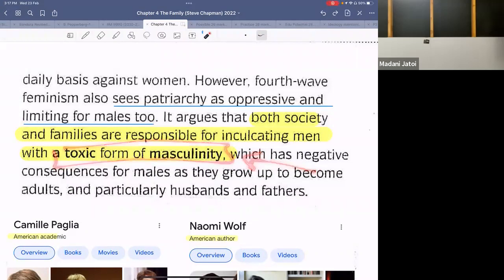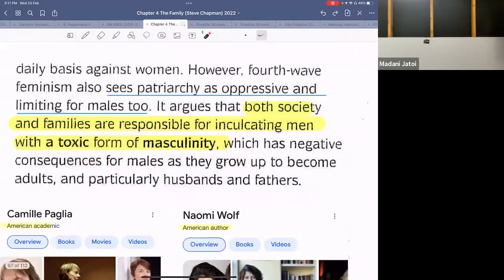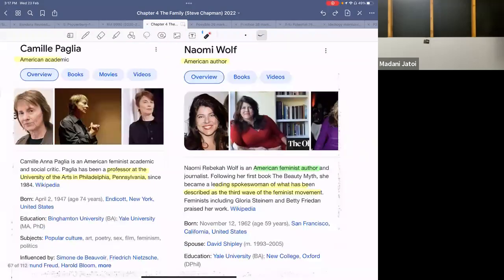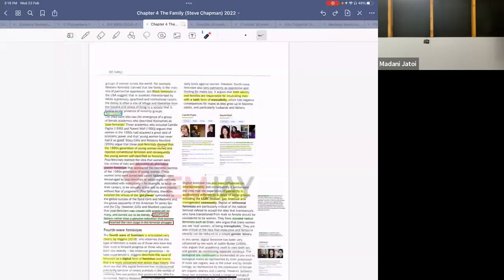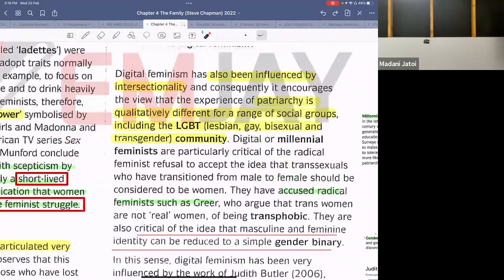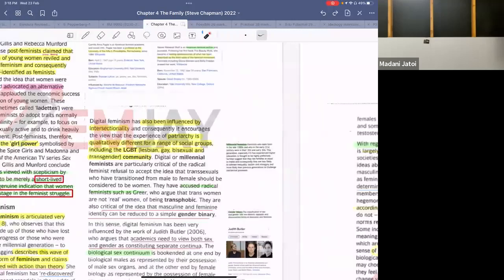Get it? So, yeah, it argues that both societies and families are responsible for inculcating men with a toxic form of masculinity, which has negative consequences for males as they grow up to become adults and particularly husbands and fathers. Do we get this? Does everyone get this? Okay, so this is a digital form of this book, and this annotated version is supposed to help you. And if you can't really print this out, because this content over here is too tiny. This is meant to be for digital viewing only.